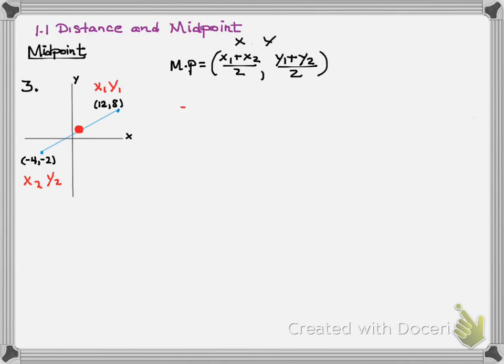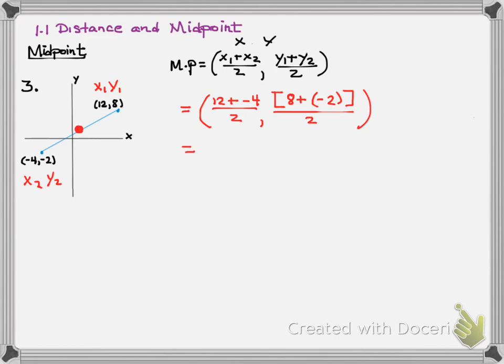All right, so let's get right to work. What we're going to do is take x sub 1, which is 12, and add negative 4, x sub 2. We're going to divide by 2. And then we're going to do the same thing. Again, if you want proper notation, it would look something like this. It would be y sub 1, which is 8, plus parenthesis negative 2, that's your y sub 2, bracket all over 2. All right, so if you need the notation, that's what it would look like.